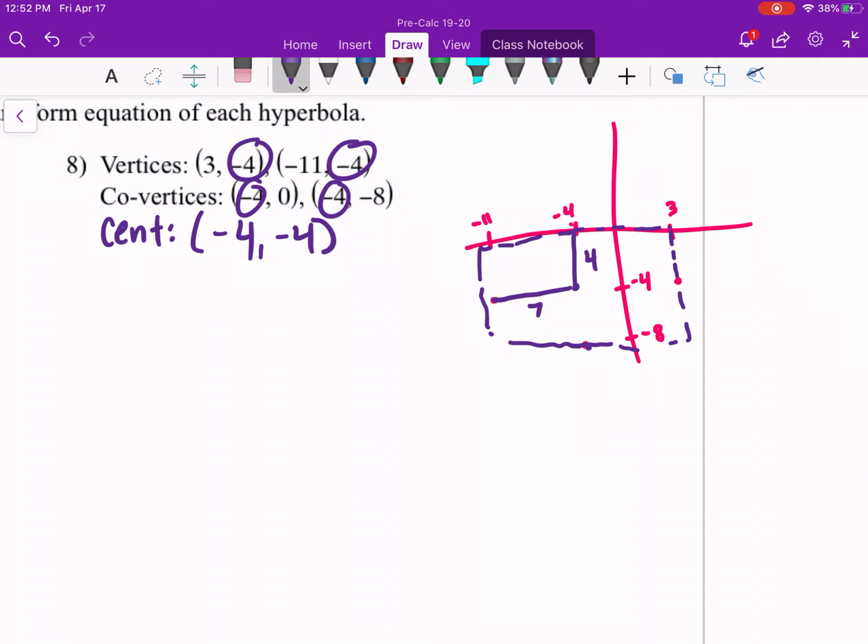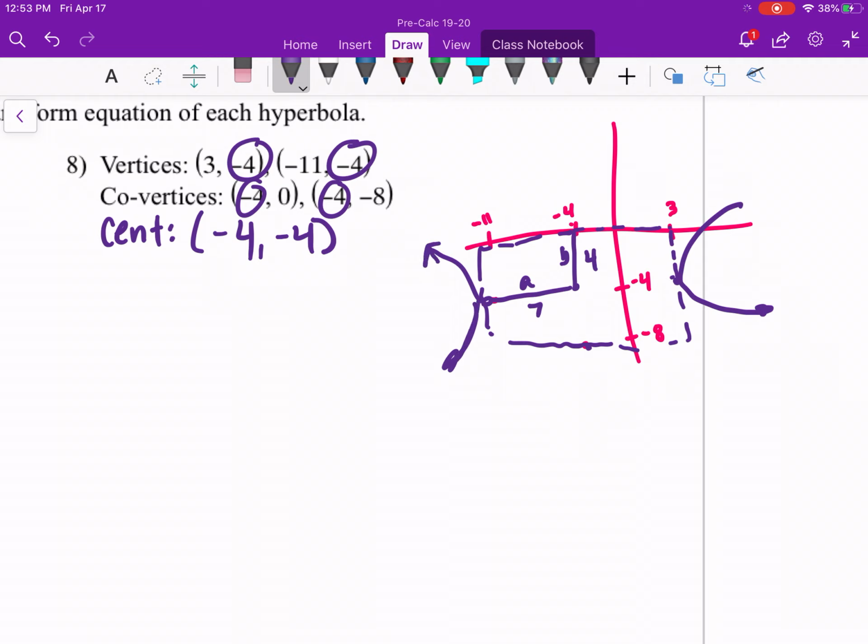And so we know that the distance of the vertices is A. The vertices went out horizontally, so this is A. And then the co-vertices right here are B. And then that's all we need to know to write our equation. Well, we do need to note that if these are the vertices, then that means that these are the hyperbolas.